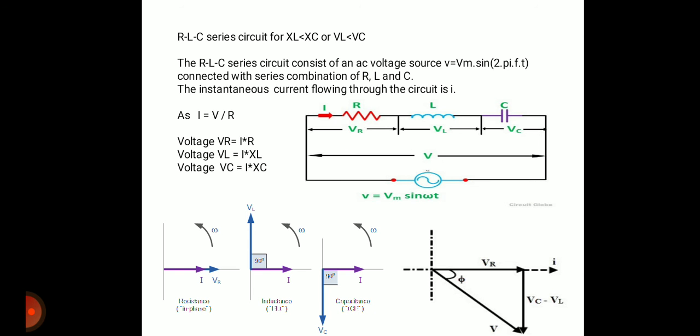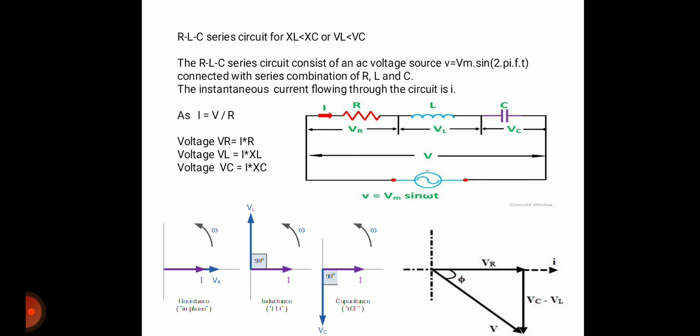So VL is drawn on the positive y-axis and VC is drawn on the negative y-axis, and VC is larger, so the resultant subtraction we get is on the negative y-axis. So on the negative y-axis we can say VC minus VL. So we can draw the resultant phasor V. So we get the voltage triangle as VC minus VL and VR. So this is the voltage triangle as well as the phasor diagram for supply voltage V and supply current I.